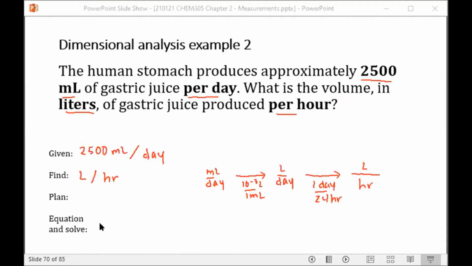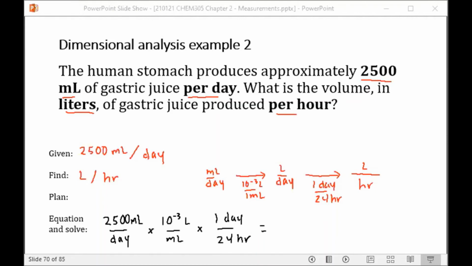Okay, so let's write our solving in black so we can tell what is what. We started out with 2,500 milliliters per day of gastric juice. Based on our plan, we want to convert milliliters to liters using our conversion factor from the prefix table, so 10 to the negative 3 liters per milliliter. And then our next conversion factor, we want to take what's currently liters per day and convert it to liters per hour. So in every 1 day, there's 24 hours.